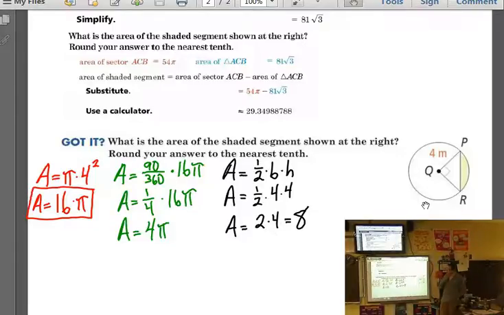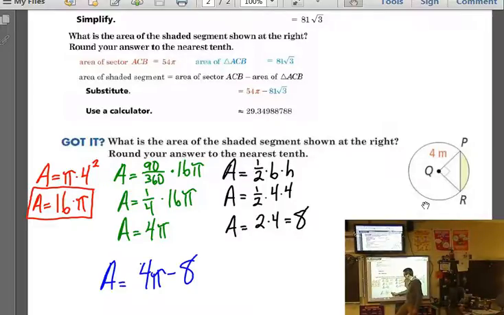So far, I found the area of the whole circle: pi times radius squared. Then I found the area of just my sector, which, if it's a fourth of the circle area, I could have jumped right to, knowing that my 90 degrees makes it a fourth of the circle. Then I found the area of my triangle, very easy in this case. And then the final step I need to do, Brian? Subtract. So I want to take my 4 pi and subtract away the 8.